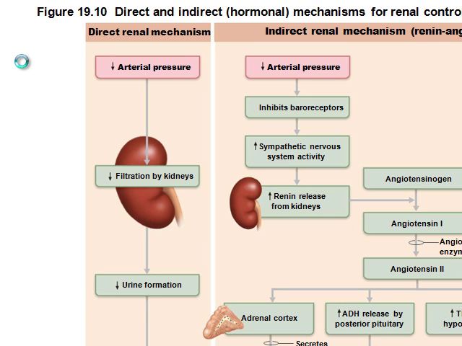So increased renin release from the kidneys is going to set off this renin-angiotensin pathway. That renin is going to stimulate the angiotensinogen to convert into angiotensin 1, angiotensin 2. So it's like one of those little cascades of chemical events. And that's going to have an effect eventually on water. Increased sodium reabsorption by the kidneys is going to result in increased water reabsorption by the kidneys.